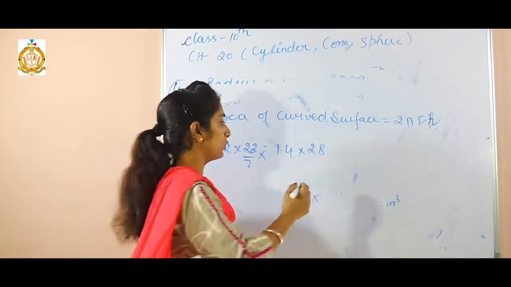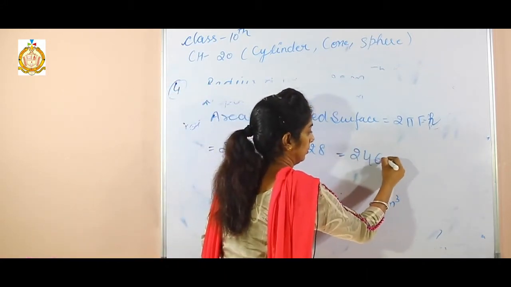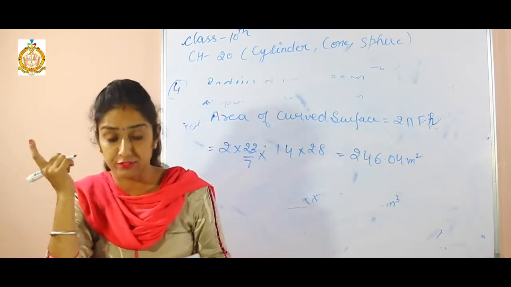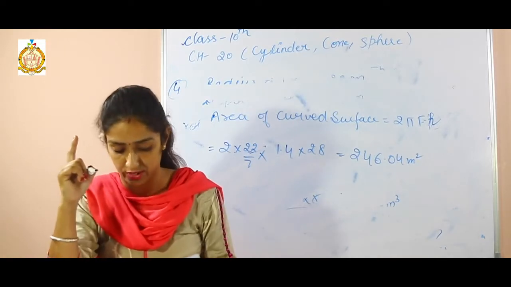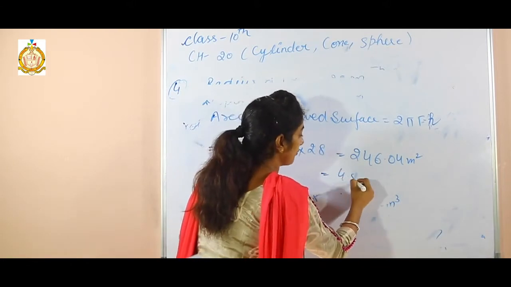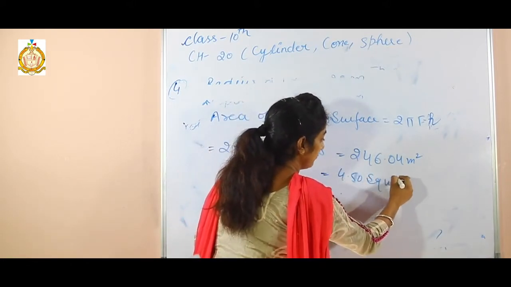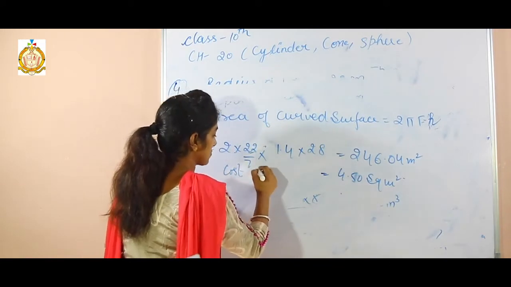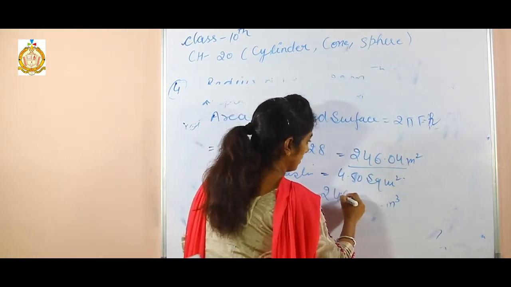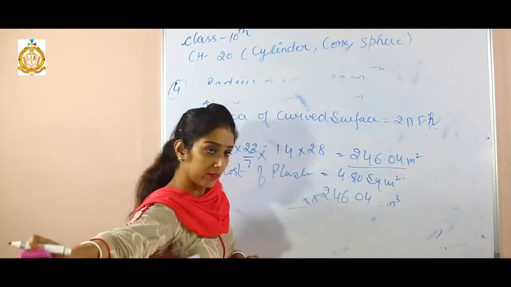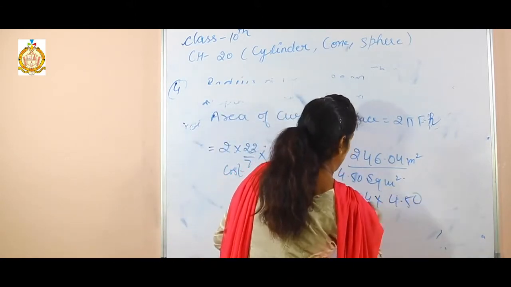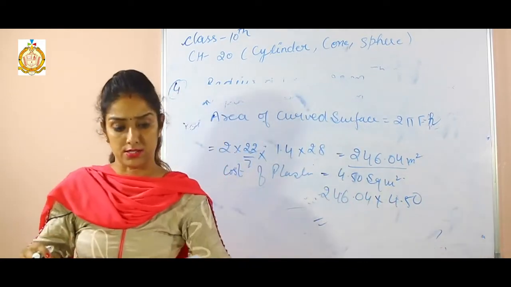After solving it, we get 0.4 meter square. Now what we have to find? Find the cost of plastering. We have to find the cost, right? So there is 4.50 per square meter given as the cost of plastering. If we have this figure, we have to multiply with it, and after solving it we get an answer.